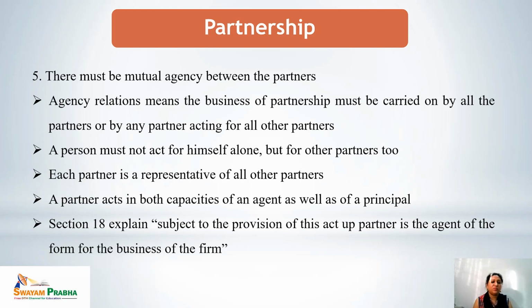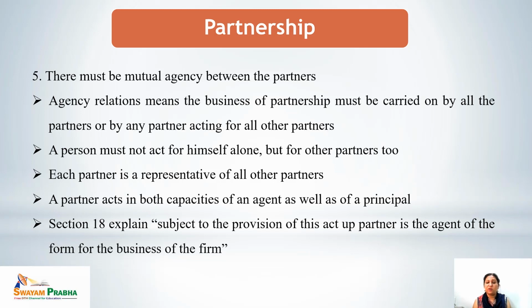Next point is there must be mutual agency between the partners. Agency relations means the business of the partnership must be carried on by all the partners or by partners acting for all other partners. All the work done by one partner can make the other partners and the firm liable to third parties. A person must not act for himself alone; he should work for all the partners, for the firm. Each partner is a representative of all other partners, and of the partnership firm.